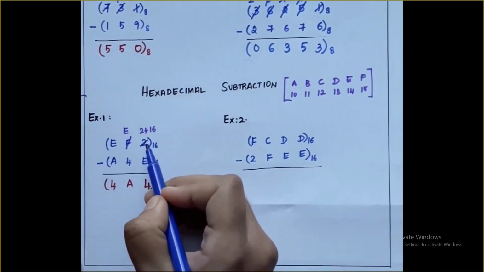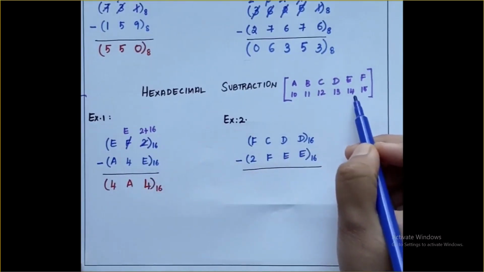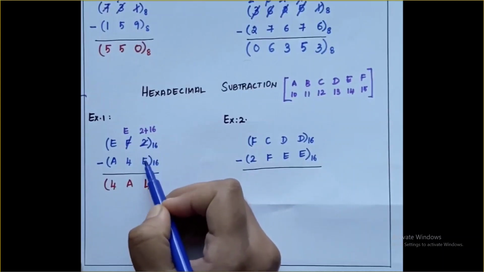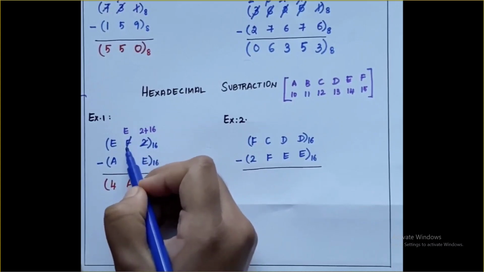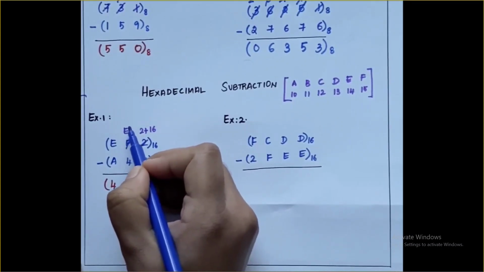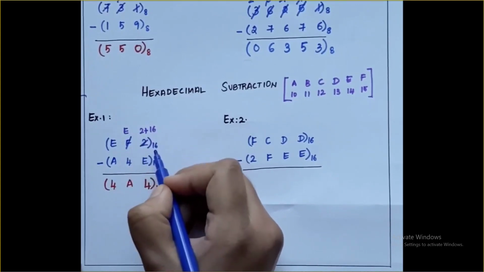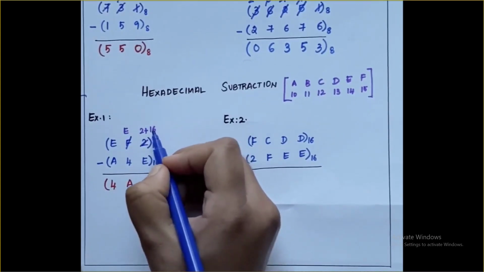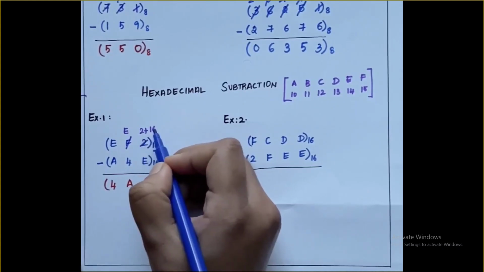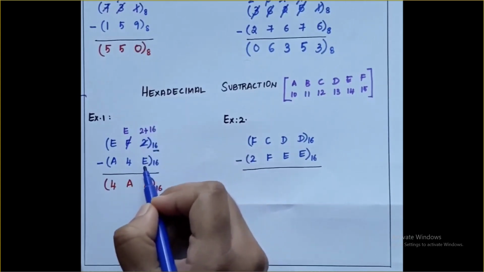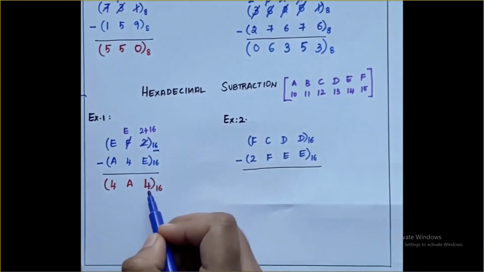So the first value 2 is less than E, which is 14. So 2 is less than 14, we have to make a borrow now. In front of it, the value F has to be reduced by 1. The value of F is 15. So after reducing 1 it is E. In place of 2 we have to add the base value which is 16. So 16 plus 2 is 18. So 18 minus E, E is 14. So 18 minus 14 will be 4.